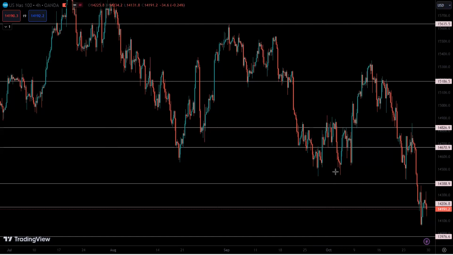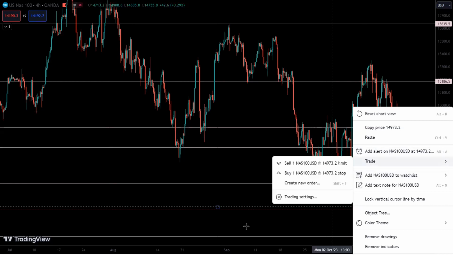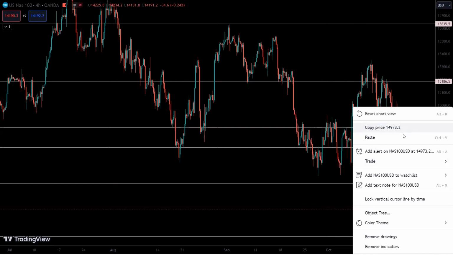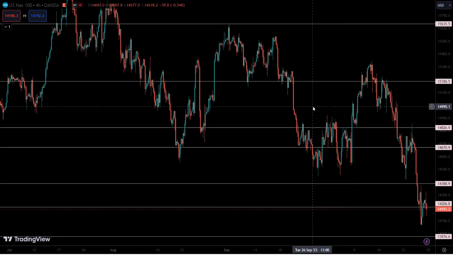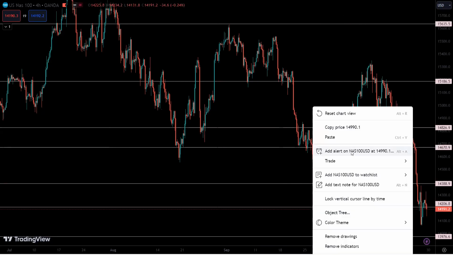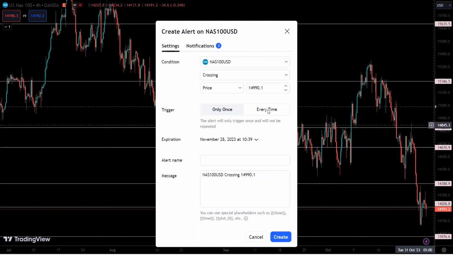So here we are on TradingView, setting these alerts and these orders. If you're setting an alert, what I did is just right click anywhere on your TradingView chart, and then you can go to add alert. And then it will pull up something similar to this.